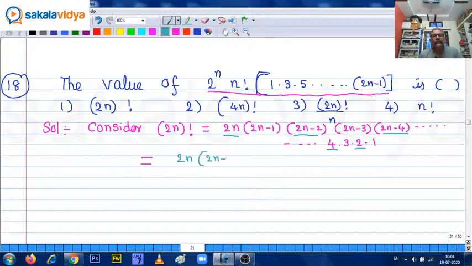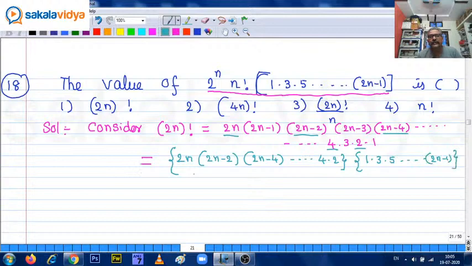2n multiplied by (2n minus 2), (2n minus 4) and so on, 4 into 2. You put the bracket and multiply by, here you can reverse the order and write 1 into 3 into 5 and so on up to 2n minus 1, as the product of the odd factors. Now this 2n is divisible by 2, 2n minus 2 is divisible by 2, 2n minus 4 is divisible by 2, 4 and 2 also. We can take 2 common from each of these factors. That means if you take 2 common from each of the factors, the 2 appears how many times? n times we will get it.